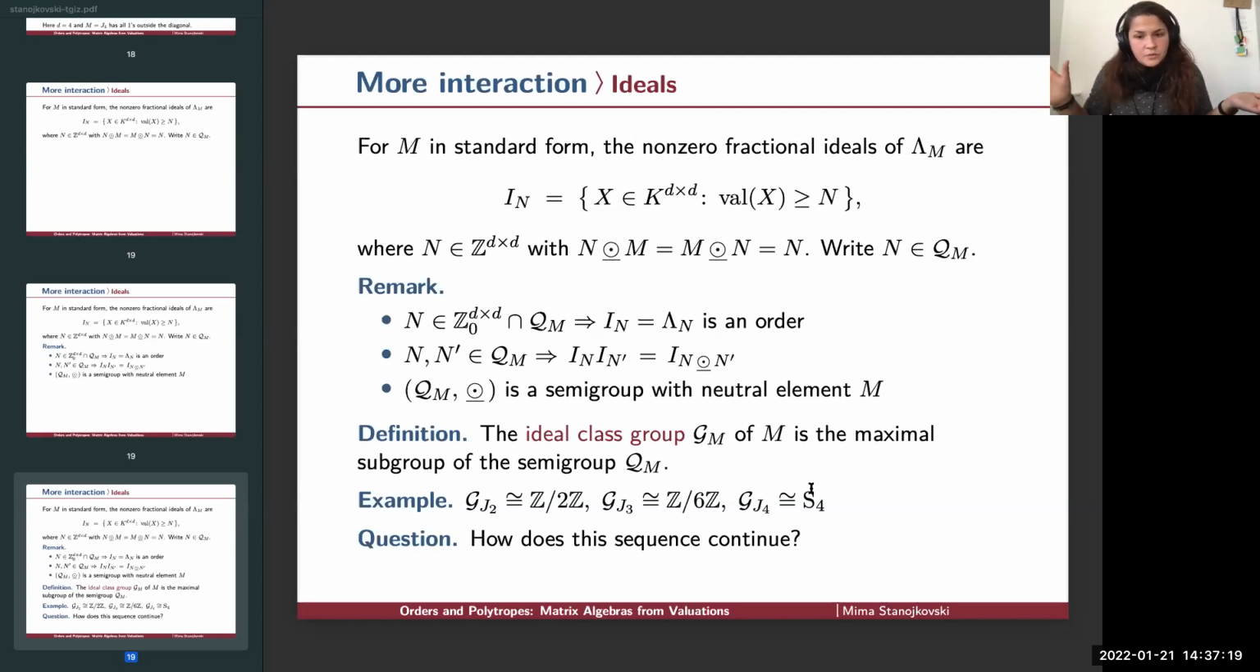But we do not know, higher than dimension 4, how the sequence continues. We also understand very little about the algebra of these groups. So we're very happy to get any input on this if you see what could be said.